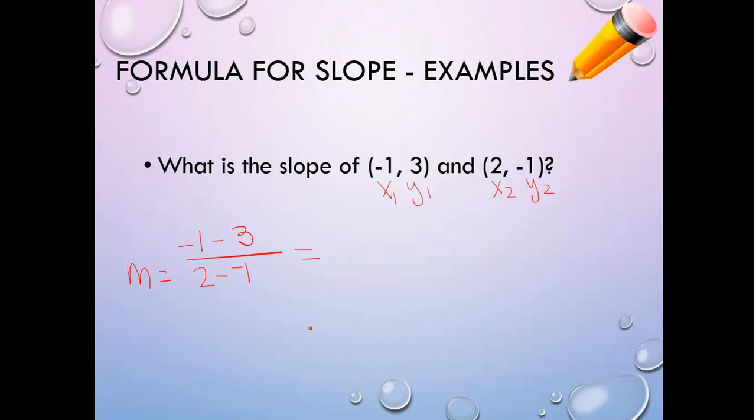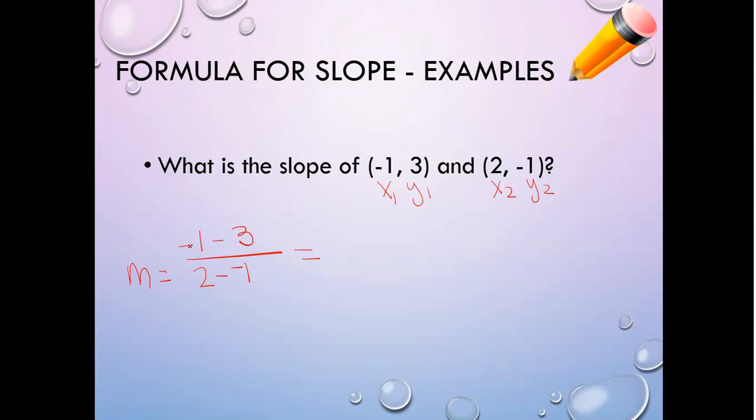Now, does it matter who I make x1 and who I make x2? Actually, it doesn't. It's going to work out either way. So sometimes I try to do the easier math, sometimes I just go with it. Either way, you can make it either way. So your friend might do it a little differently than you. They might choose the second point to be the x1, y1. That doesn't matter. They will get the same answer as you ultimately.